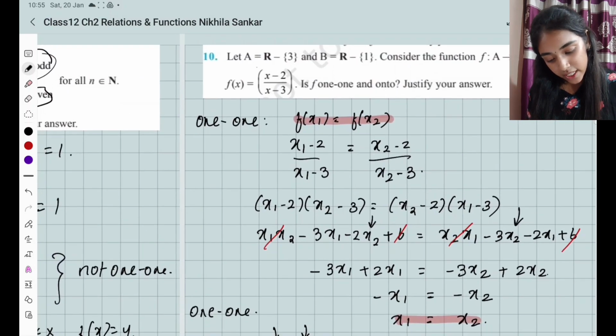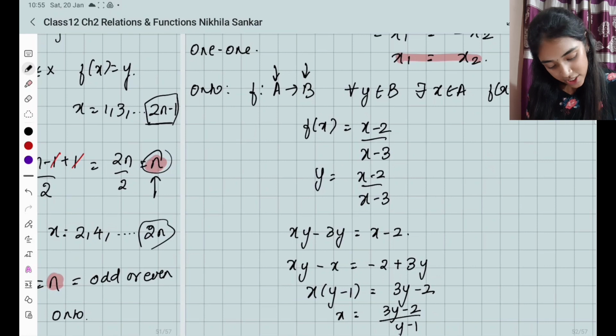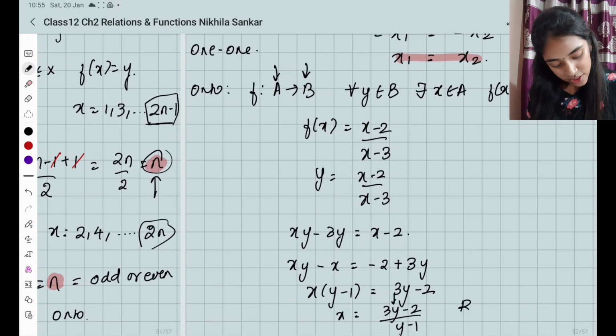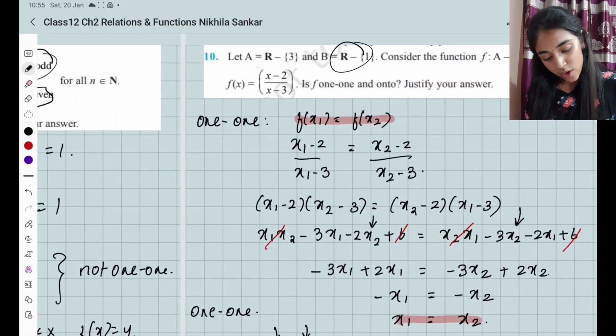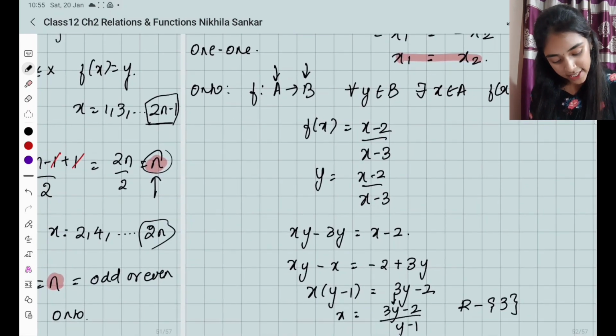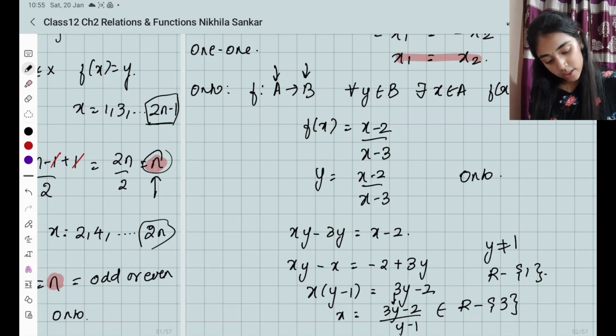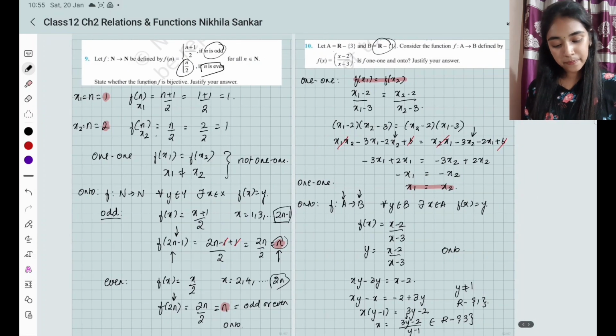And this definitely belongs to R minus 3, we checked, right, here R minus 3. So, this belongs to R minus the domain 3. And here they have given R minus 1. So, that also it satisfies. So, y value should not be equal to 1, which means it is also not equal to 1. Understood? So, this satisfies. So, this is going to be onto. Okay, please copy.